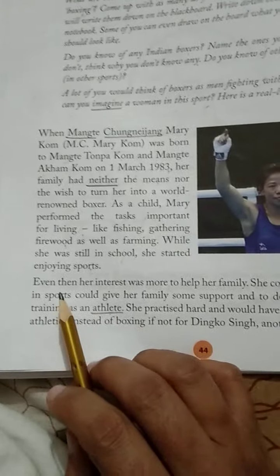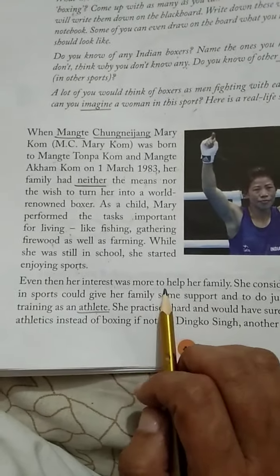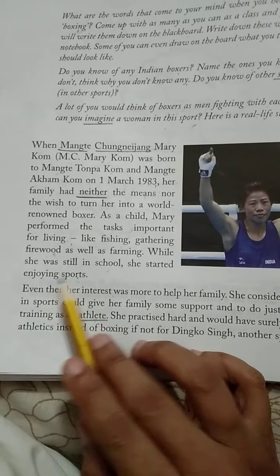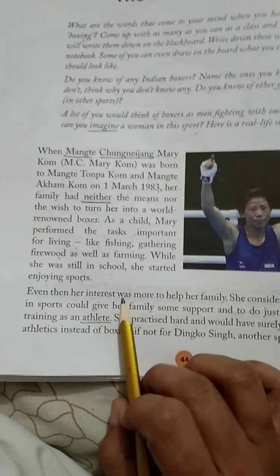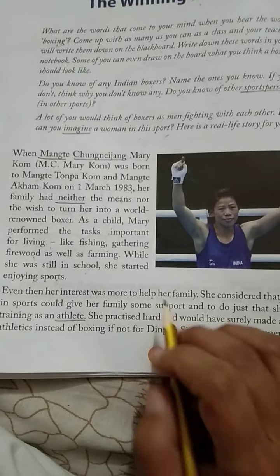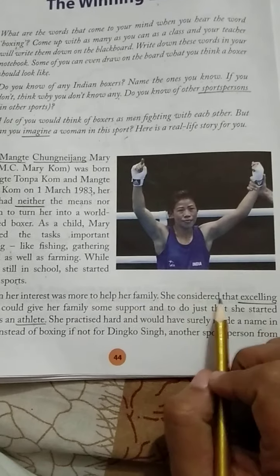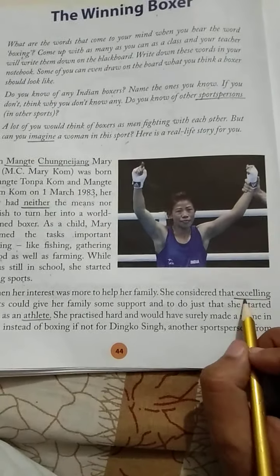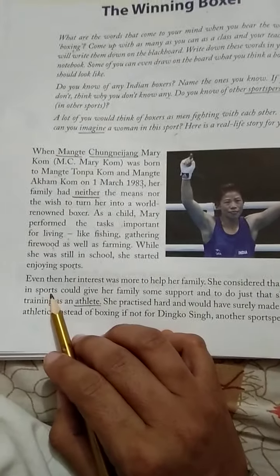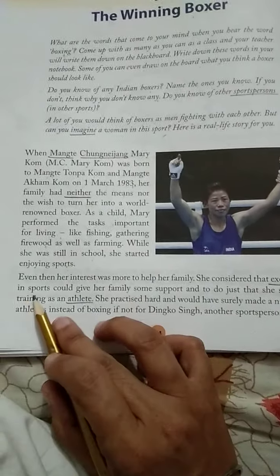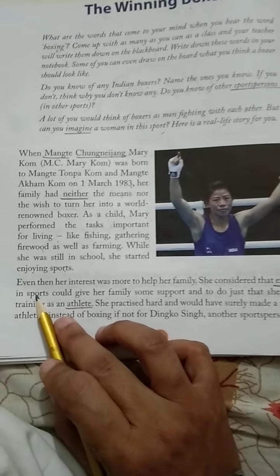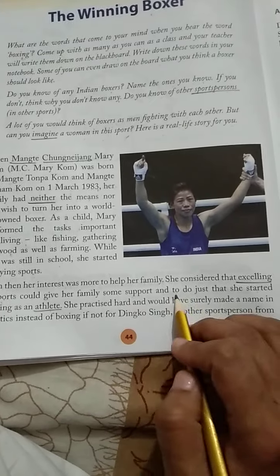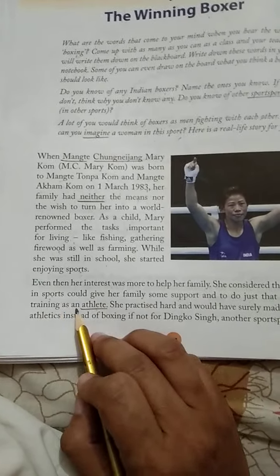Now, even then, her interest was more to help her family. When she used to play, when she used to enjoy, participate in the sports, then her interest was more to help her family. She wanted to help her family also side by side. So she considered that excelling in sports. So she thought that by becoming an expert, excelling means becoming an expert in the sports, could give her family support. If she takes the side of the sports, if she goes in the sports only, then her family would get much support. And to do just that, she started training as an athlete.